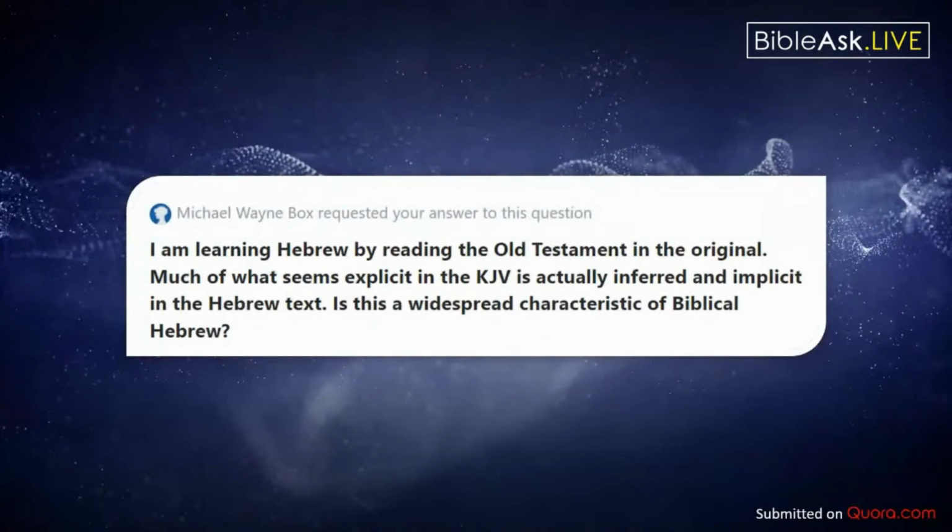All right, so Michael is asking, I am learning Hebrew by reading the Old Testament in the original. Much of what seems explicit in the King James Version is actually inferred and implicit in the Hebrew text. Is this a widespread characteristic of biblical Hebrew? So I do like this question.